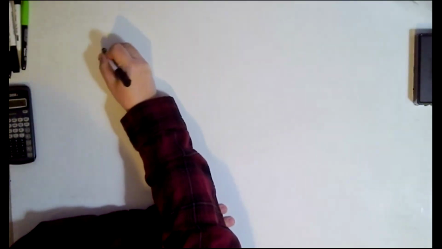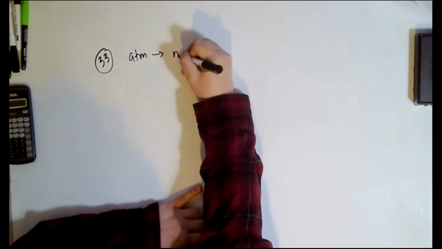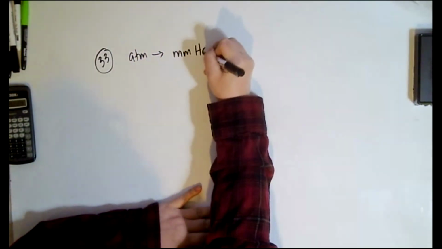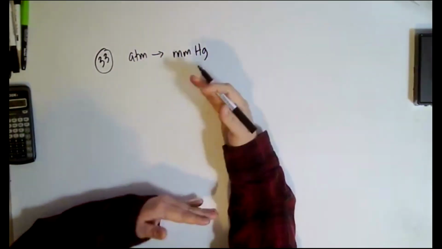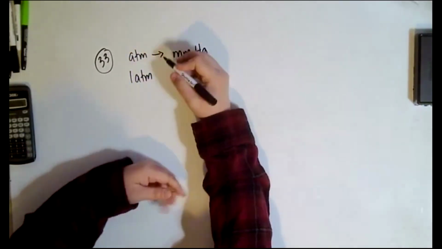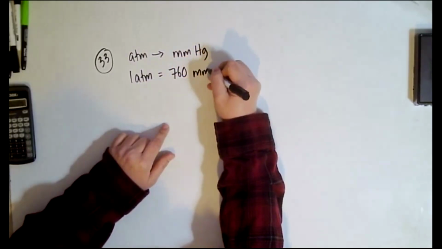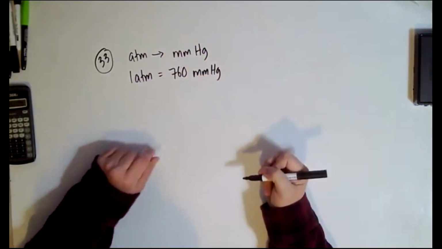All right, for question number 33, they're having us convert from atmosphere into millimeters of mercury. And again, we can write down our quality for this that we know from our list of conversions. Every 1 atmosphere is 760 millimeters of mercury.